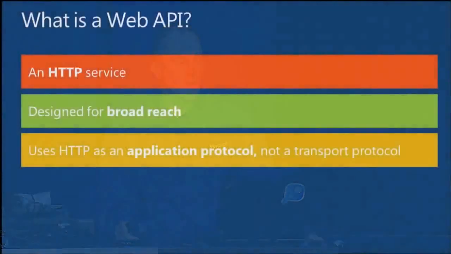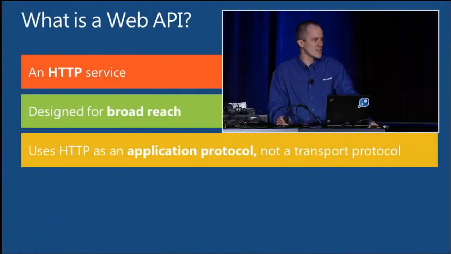These clients could be mobile devices, phones, tablets, or they could even be more exotic hardware like set-top boxes for TVs, various kinds of appliances. The one thing that all of these different kinds of clients have in common is that they all can speak HTTP. And so building Web APIs gives you great reach.